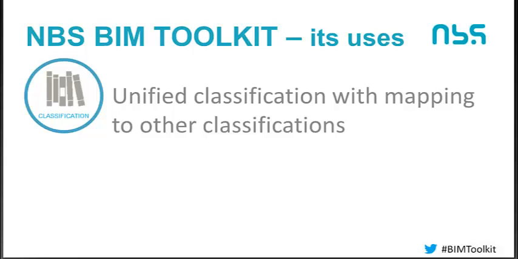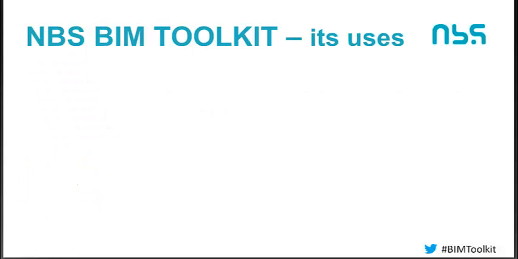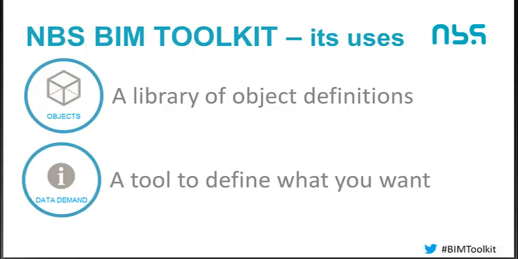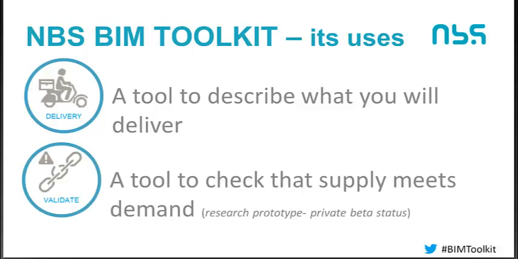So the BIM toolkit delivers the unified classification. It gives you the ability to assign and manage tasks. It gives you a library of object definitions, a tool to define what you want, a tool to describe what you intend to deliver, a tool to check that supply meets demand. This verification part of the toolkit is in research prototype stage, which you will see if you actually have a look on the toolkit site itself.